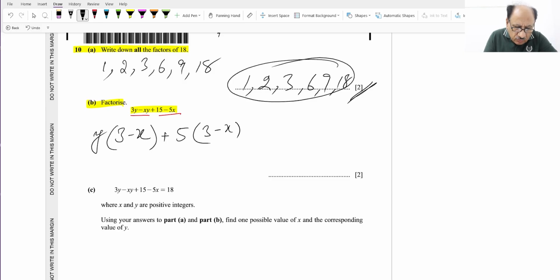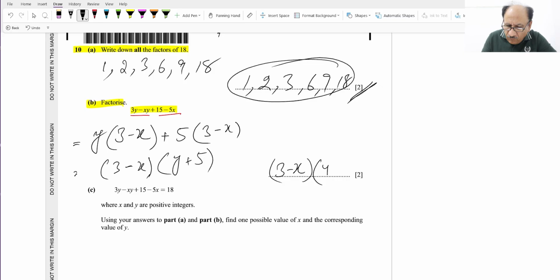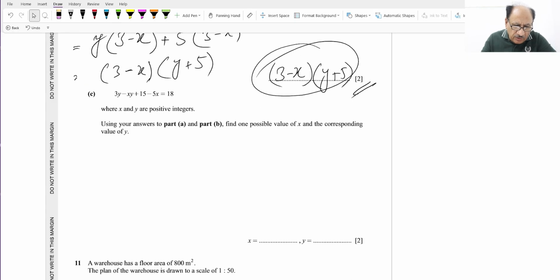So 3 minus x, we can write like this, and the second term will be y plus 5. This will be our final answer: 3 minus x and y plus 5, and this is for 2 marks. Hopefully you understand this as well.